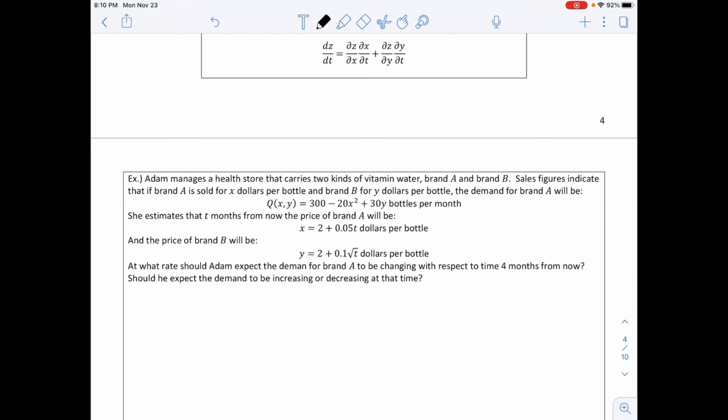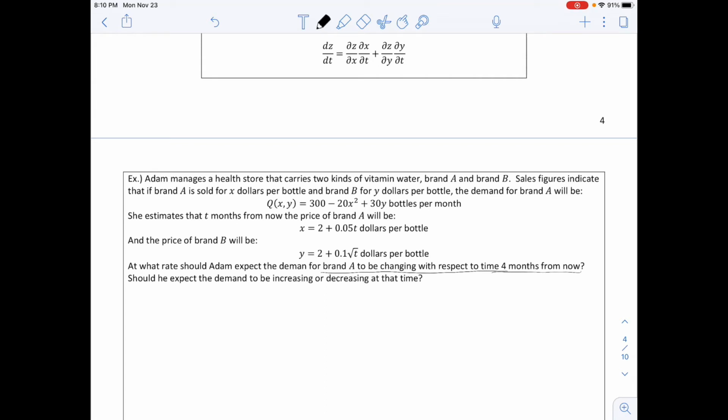At what rate should Adam expect the demand for brand A to be changing with respect to time 4 months from now? Should he expect the demand to be increasing or decreasing at this time? So first of all, looking at this, you'll notice that you don't just have a couple variables, you actually have quite a few. You have X and Y, we have Q, and we have T. So I need to find the rate the demand for brand A is changing with respect to time 4 months from now. And it asks, should we expect the demand to be increasing or decreasing?